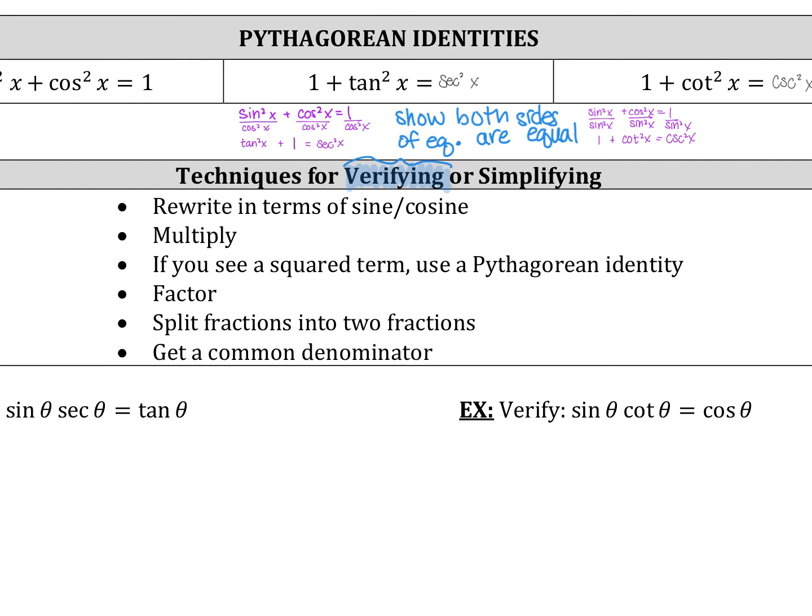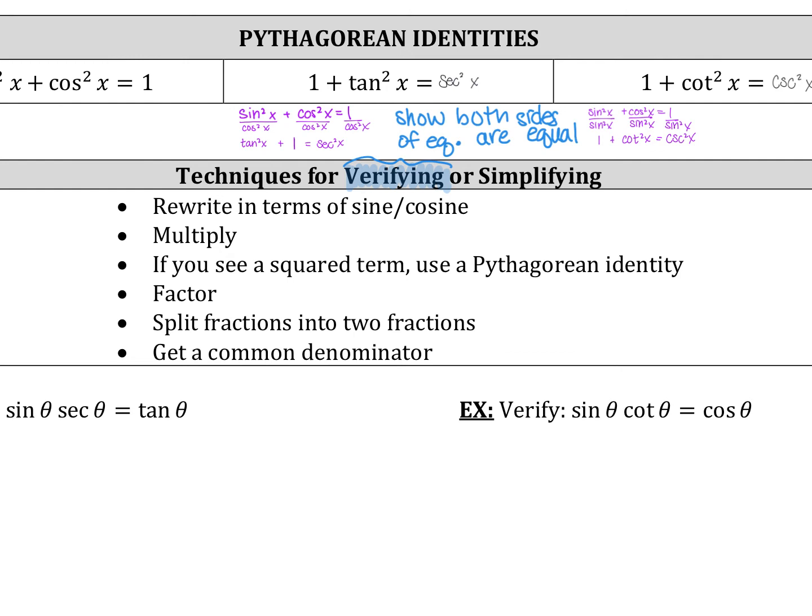Here's ways we can do this. One, if we have a bunch of different trig identities, one of the things that we can try is rewriting everything in terms of sine and cosine. We can try multiplying. We can try using a Pythagorean identity when we see a squared term. We can try factoring. We can try splitting fractions, or we can try adding fractions. All of these are different techniques. And really, the best way to get going on these is just to start rewriting things.